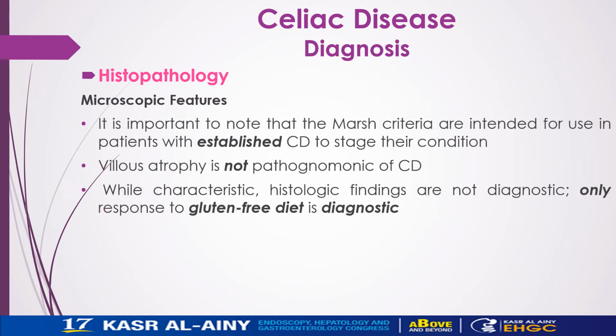It is important to note that the Marsh criteria are intended for use in patients with established celiac disease to stage their condition. Villus atrophy is not pathognomonic of celiac disease, while characteristic histologic findings are not diagnostic. Only response to the gluten-free diet is diagnostic.